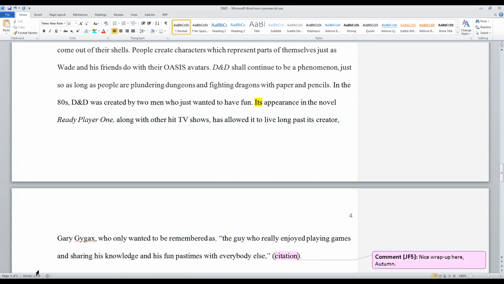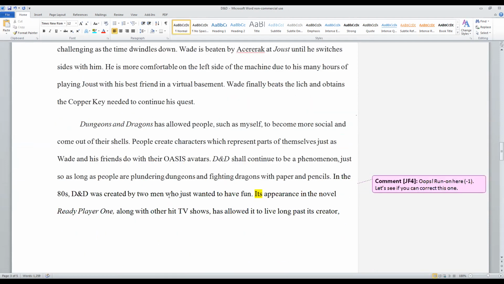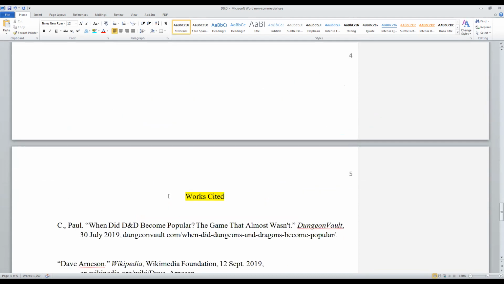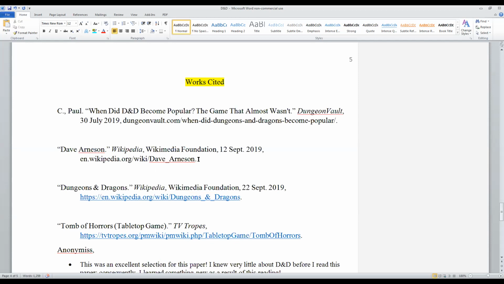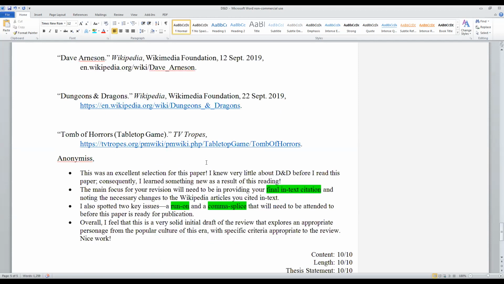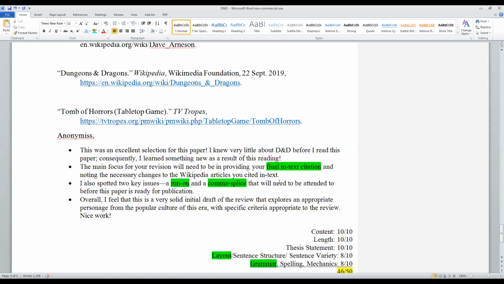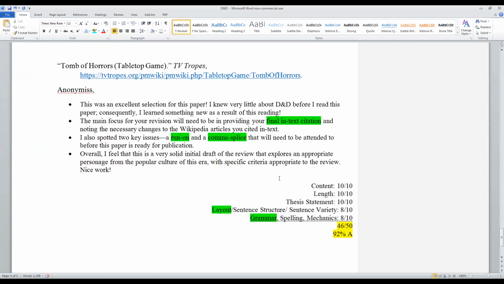And if you look at the word count down here, she's clearly made the word count without any sort of problem. And here's the additional works cited page. And I said, this is an excellent selection. I knew very little about it before I read the paper. And I learned something new. The main focus for the revision will be providing a final in-text citation, so on and so forth. Now, I didn't read every single element of the paper, but again, you could do much worse than use this as an example.